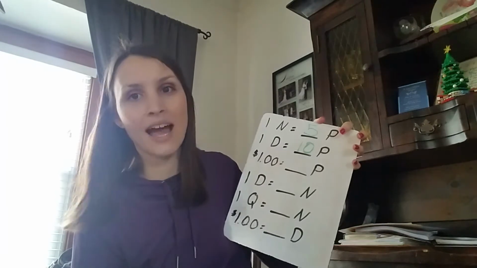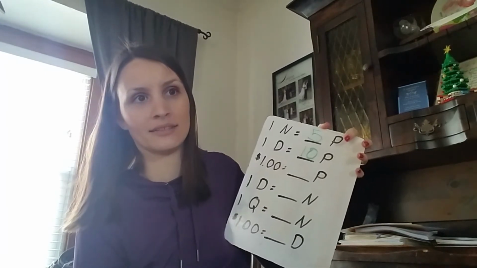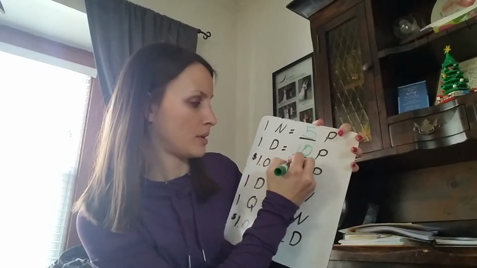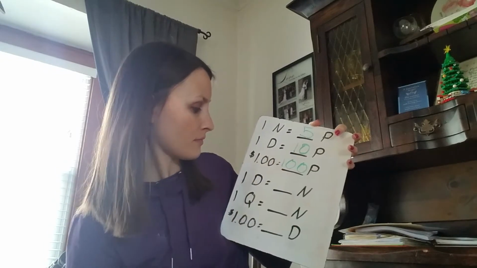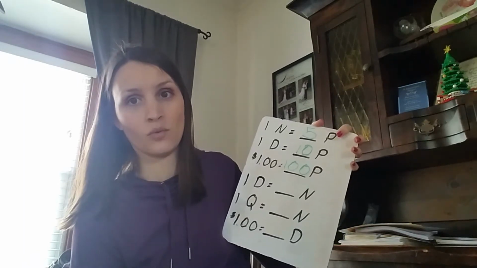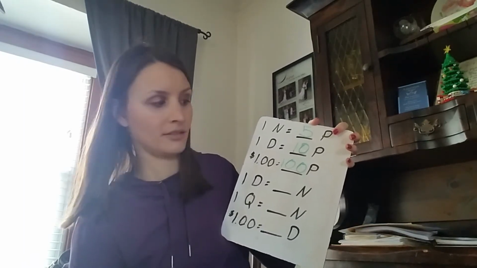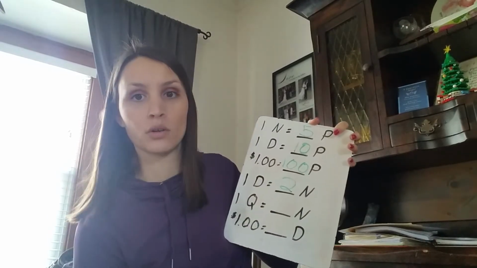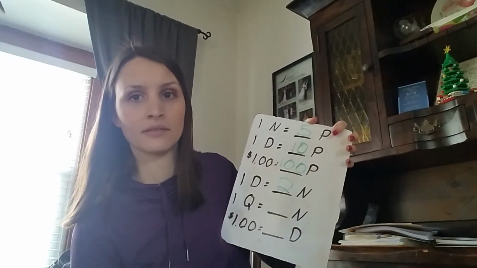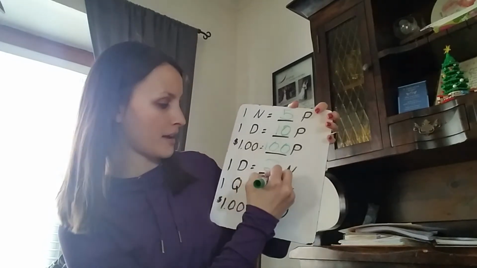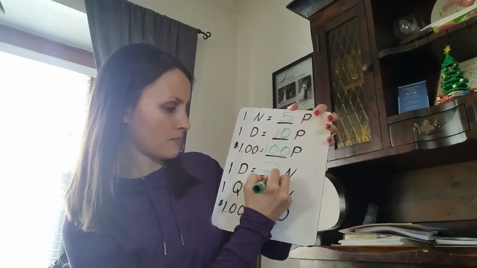Okay, $1, how many pennies? Holding $1 would be much easier, right, than 100 pennies. All right, and 1 dime, how many nickels? Good, 5, 10, so just 2. And 1 quarter, how many nickels? 5, 10, 15, 20, 25. So 5 nickels and a quarter.